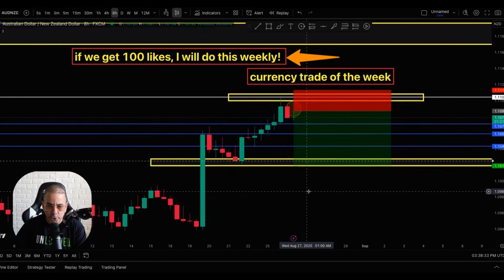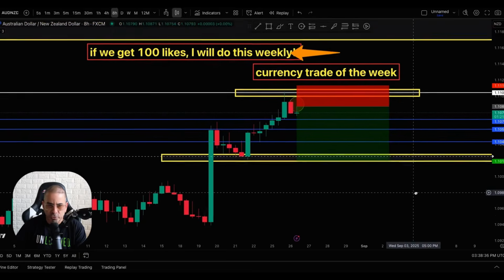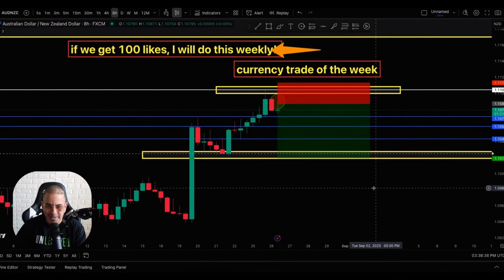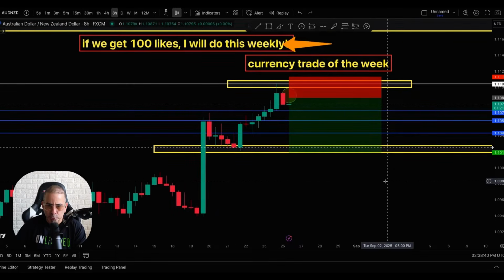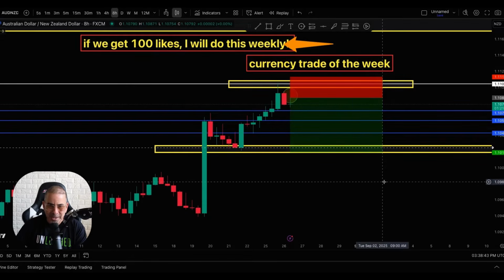This is our currency trade of the week based on structure. AUDNZD is an amazing pair for you to trade heading into the next couple of days.